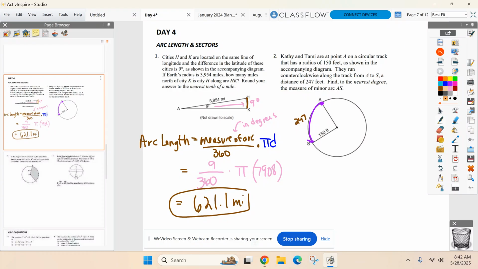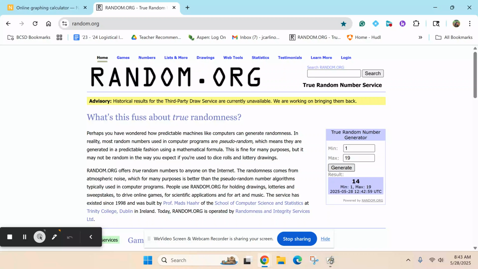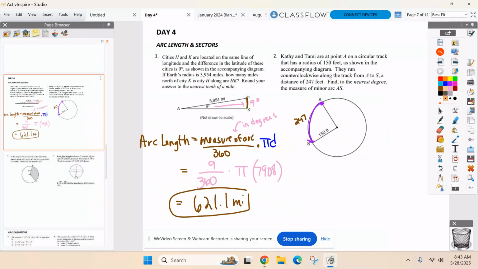What's the degree measure of that arc? That's a length of 247. That's what I'm looking for. How many degrees are in that arc right there? That's a distance of 247. All right, so where's the 247 going first? Here, let's talk 247, Keating, in my formula. Arc length. Arc length, there it is.